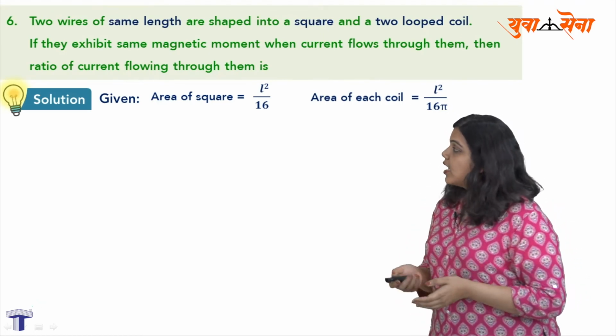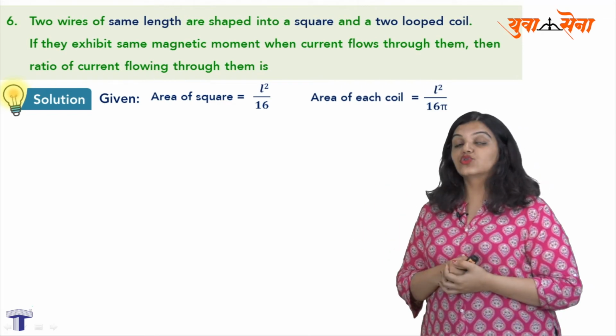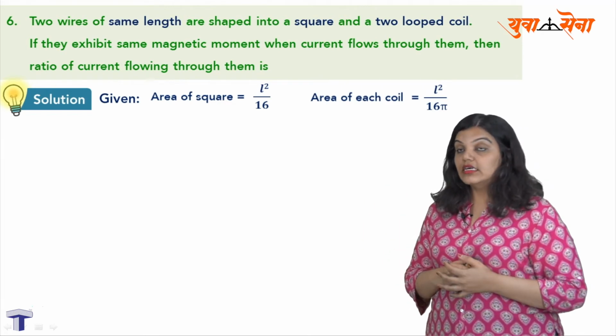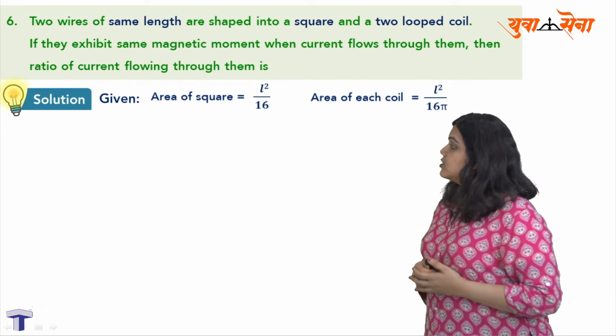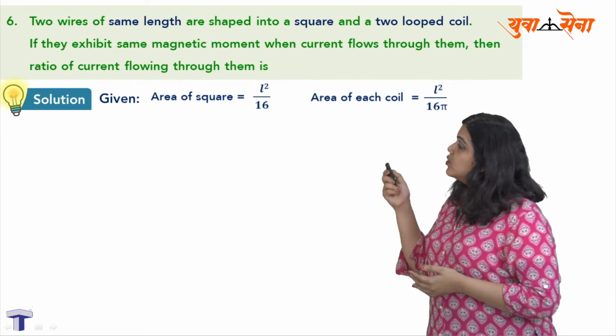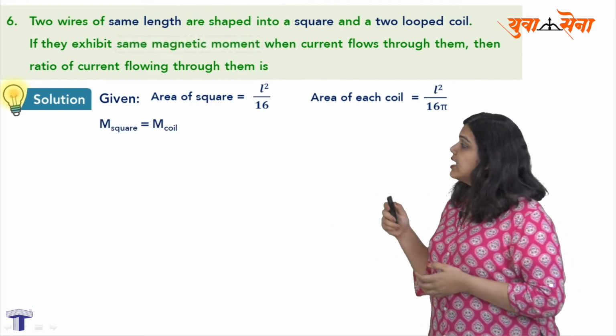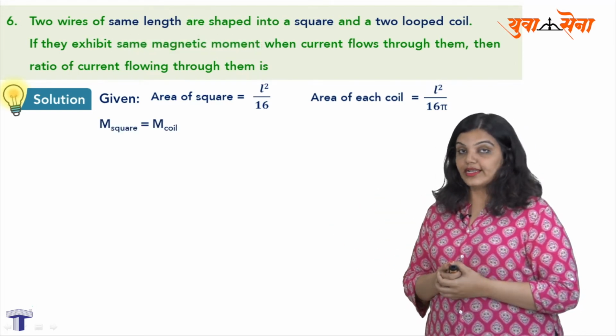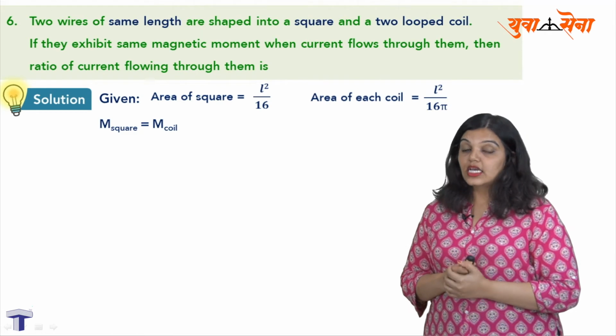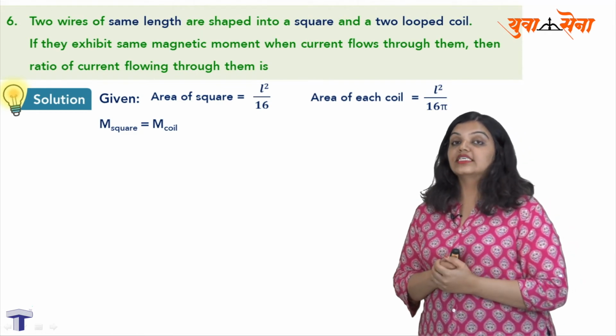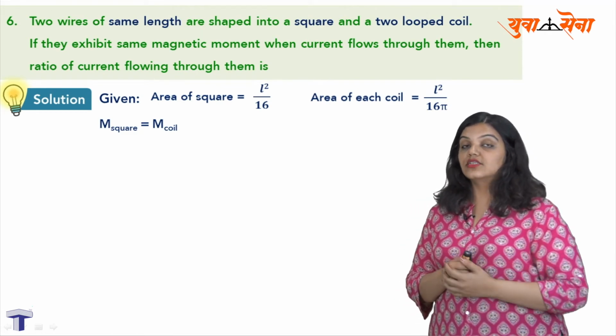these figures? Now the question says that I have to find the ratio of current flowing through both the shapes of the coils. So to answer that question, I'm going to use the information that both of them have the same magnetic moment. So I say m square is equal to m coil. Now here comes the best part. If you recall, magnetic moment is nothing but the product of current into area.